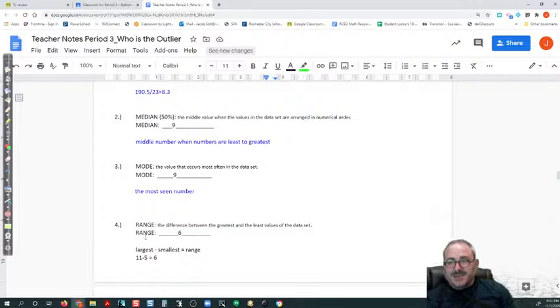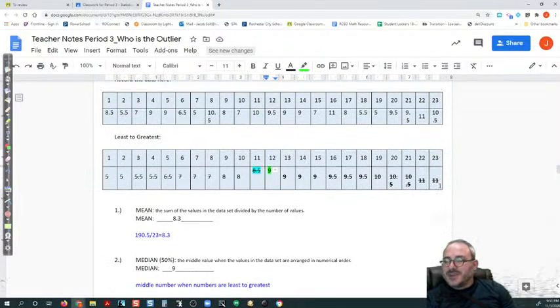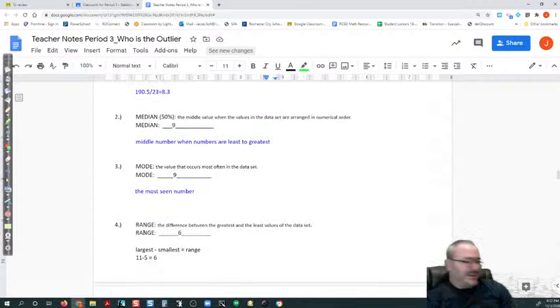Range, remember, max minus min. The largest number minus the smallest number, range. Well, the range here was between 11 and 5, right? 11 was our tallest, our biggest shoe size, and 5 was our smallest shoe size. So 11 minus 5 is 6.